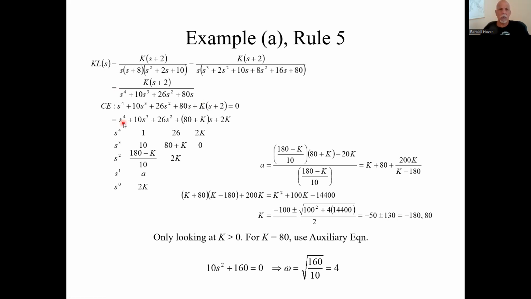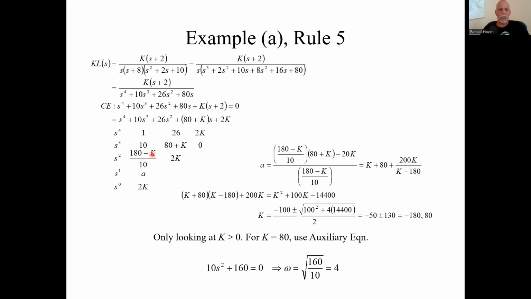Routh, it's up to 4th power. I'm going to have 5 rows in the Routh array, s^4 down to s^0. First row is going to be 1, 26, 2K. Second row is going to be 10, 80 plus K, 0. Continue doing the Routh array, and the algebra gets a little screwy to find this term. This, and let's see, we're looking for where can you get 0 in this left column.